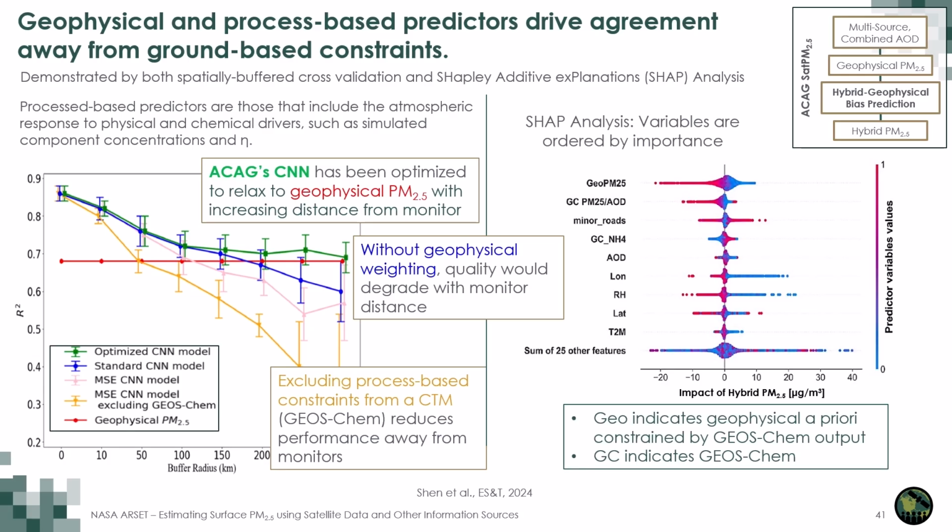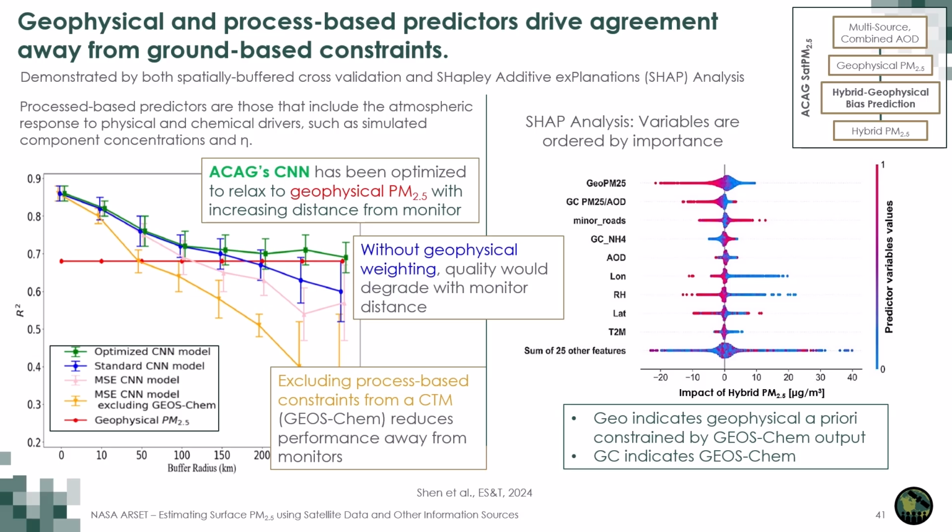Another way to look at this result is through what's called a Shapley additive explanation, or SHAP analysis. I'm not going to go through the details of this approach here, but only to say that a SHAP analysis is a method to rank the relative importance of individual predictor variables within a machine learning algorithm. I've shown such a result on the right, with the variables again ranked by their impact on the results of our hybrid CNN.